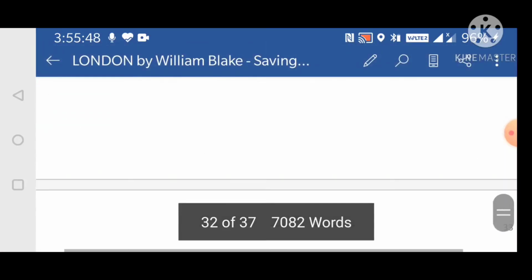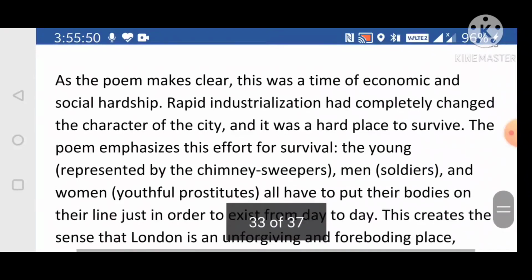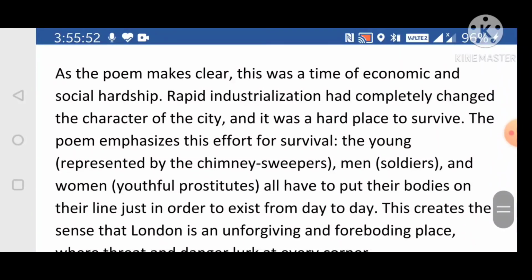As the poem makes clear, this was a time of economic and social hardship. Rapid industrialization had completely changed the character of the city, and it was a hard place to survive. Hard can here be understood as a difficult place to live in. The poem emphasizes this effort for survival.